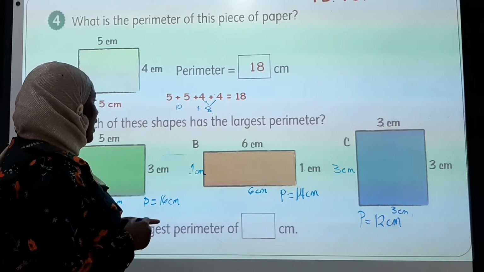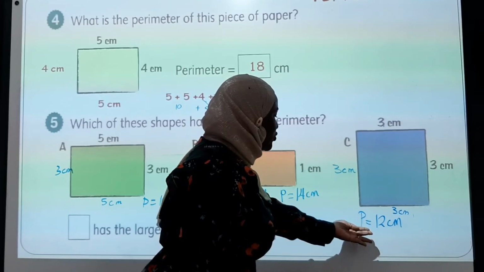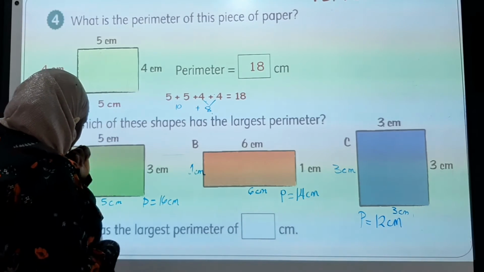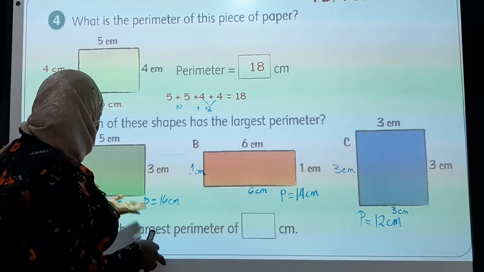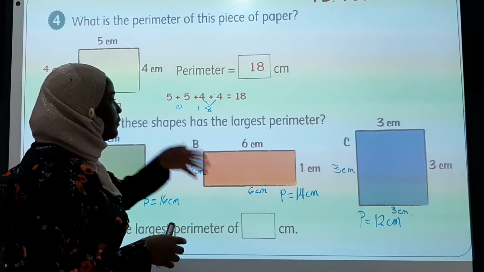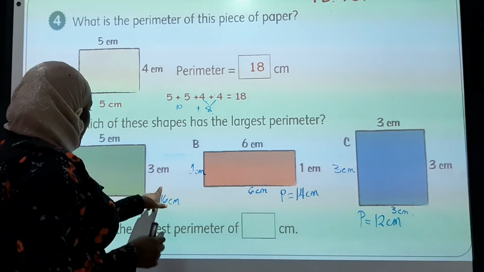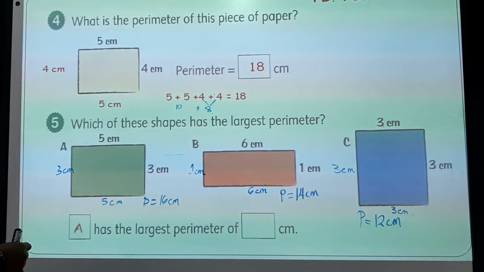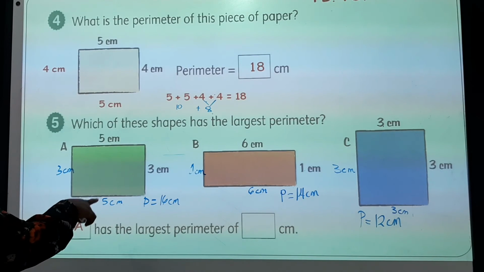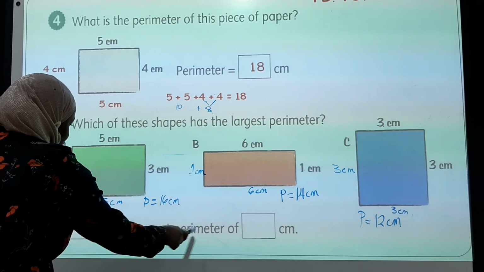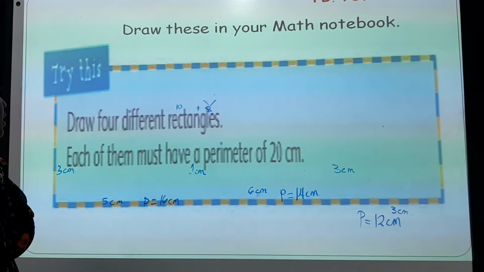So which one has the largest perimeter? We have 16 centimeters, 14 centimeters, and 12 centimeters. Excuse me. So which one has the largest perimeter? Let's take a look at this A, B, or C. Which letter has the largest perimeter? We can see that it is A because it is 16 centimeters. So you're going to do it this way. A has the largest perimeter of how many centimeters? 16 centimeters. So this is how to solve this.